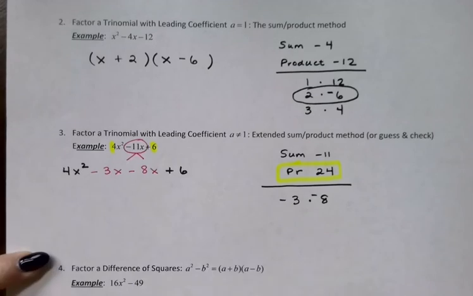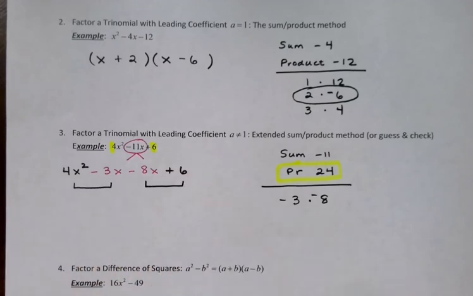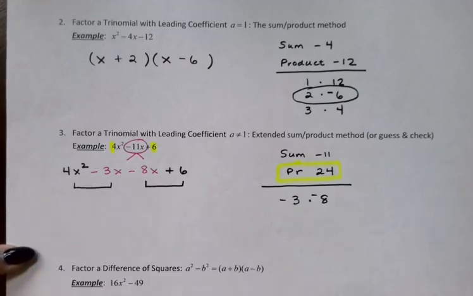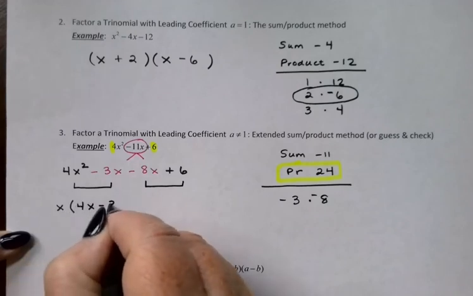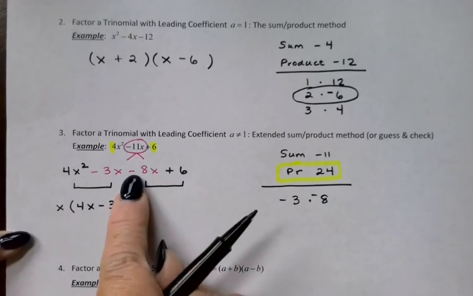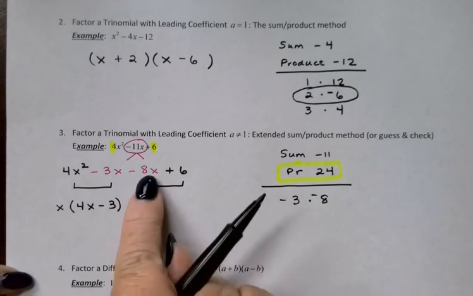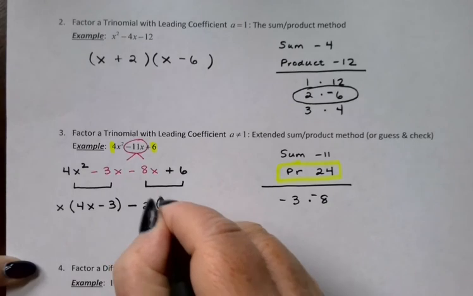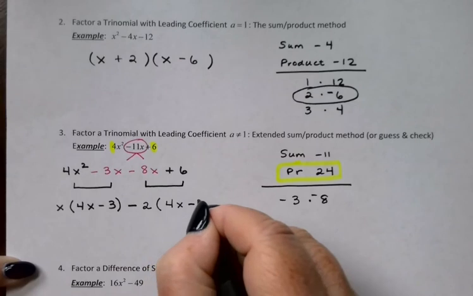I finish this problem by using a strategy called factoring by grouping. I group the first pair of terms, and I group the second pair of terms. In the first pair of terms, there's a GCF of x, which I'll factor out, leaving 4x minus 3. There's a minus between the groups, so I'm going to factor a negative out. And then 8x and 6, I could also factor out a 2. That's going to give me 4x, and 6 divided by negative 2 would be negative 3.